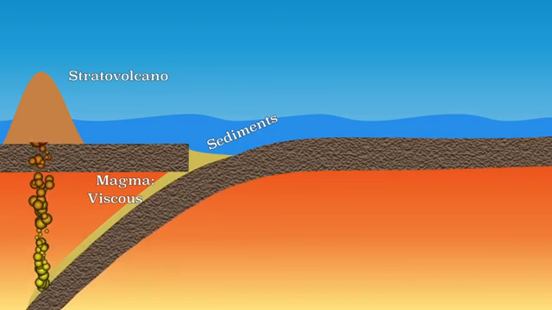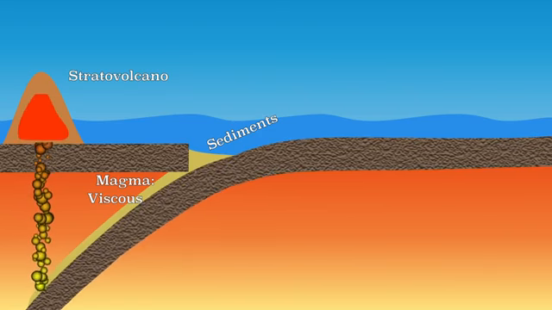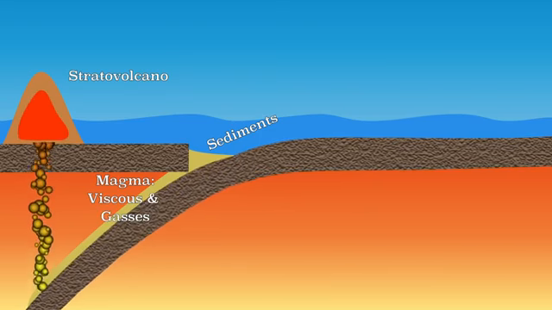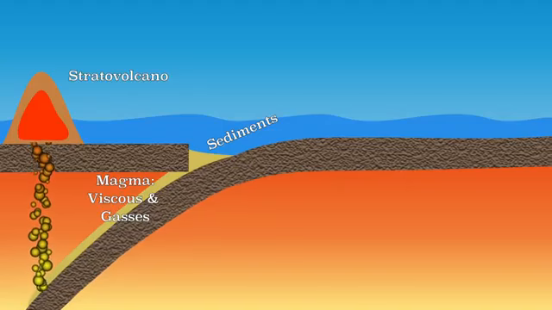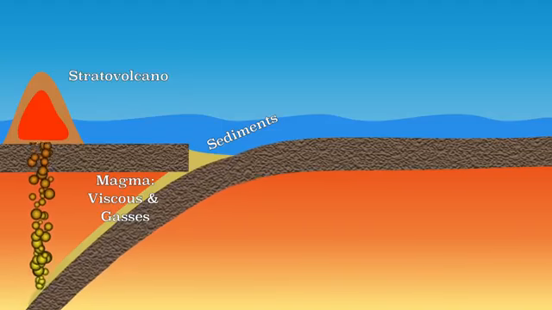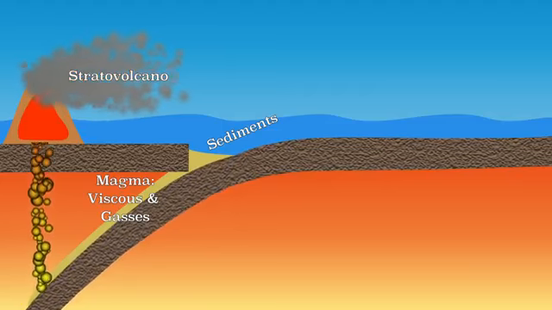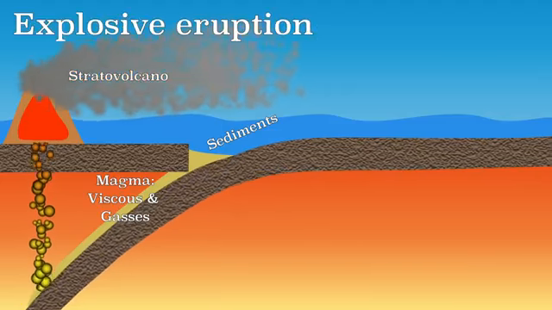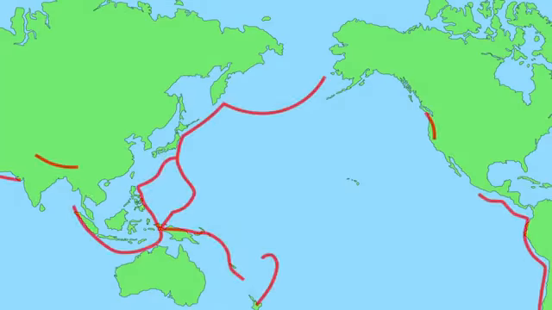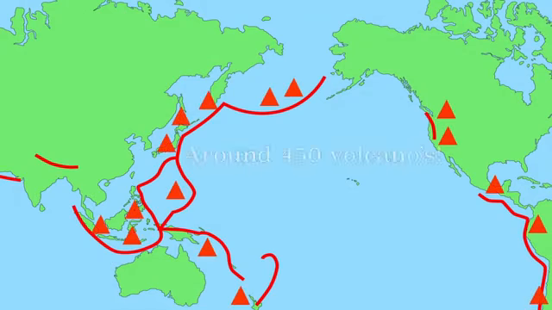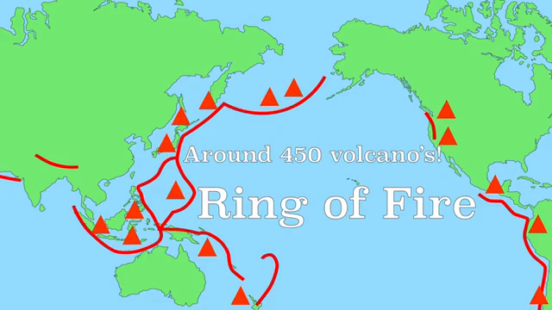The magma can't escape from the volcano. Because there are also many gases in the magma, the pressure is increased. At some point there will be a violent eruption due to the increased pressure. This is an explosive eruption. There is a lot of subduction around the Pacific Ocean, so there are also many stratovolcanoes. This area is therefore called the Ring of Fire. There is a ring of stratovolcanoes around the ocean.